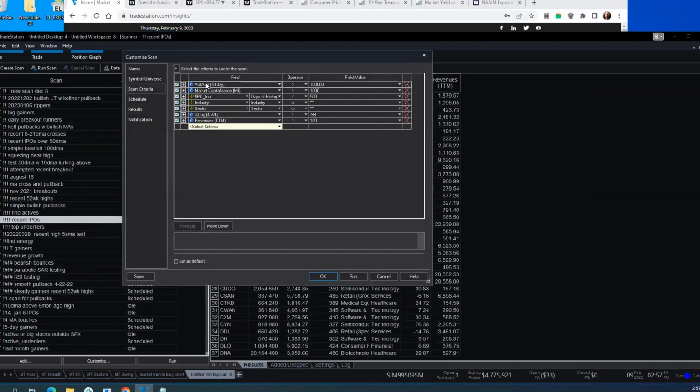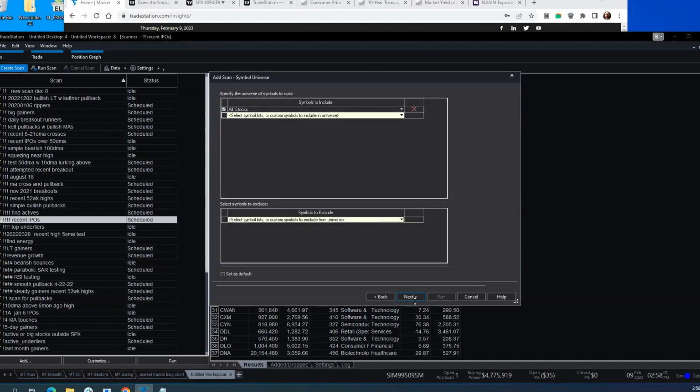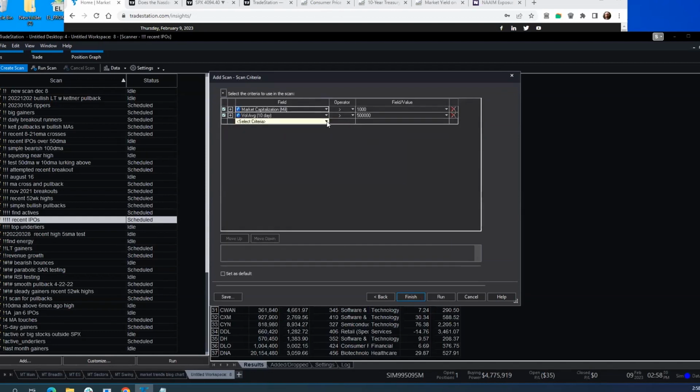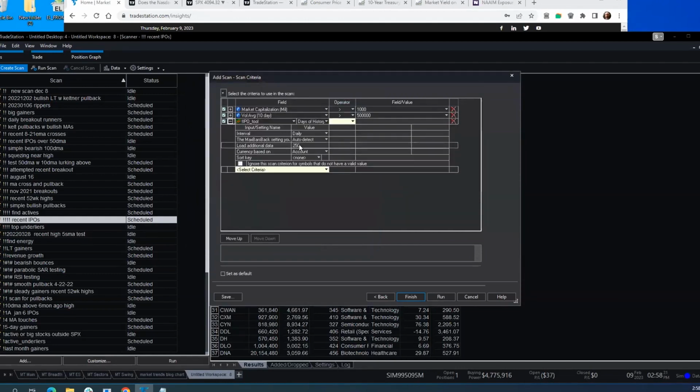I created this. Basically it looks for stocks with a 10-day average volume, but the key thing is the IPO tool is set to less than 500. So I brought this in as an indicator. Very quickly, let me just do a new scan. Let's call it IPOs. Then we'll go to all stocks. Now what I want to do is go to indicator. I'm going to go IPO tool. Now we want to click on this and set this. See, it defaults to 250. We want to set it to 500.